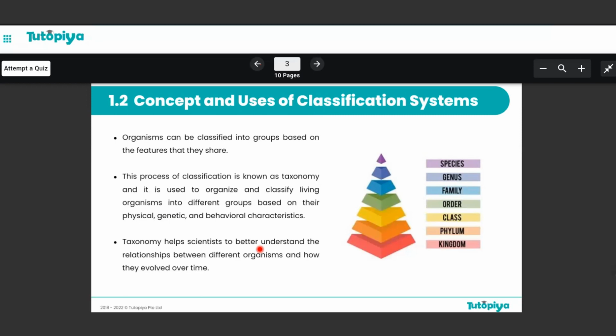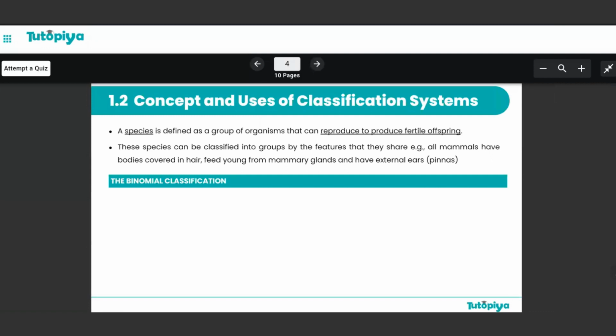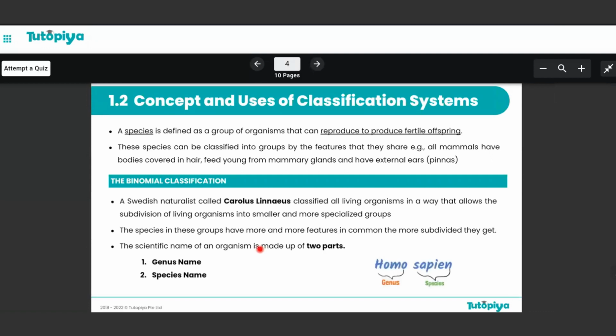All right. Now, when talking about classification, we talk about classifying species, right? What exactly is a species? How do we define a species? A species is defined as a group of organisms that can reproduce to produce fertile offspring. Now, this is a very important definition in biology, so please keep this in mind.